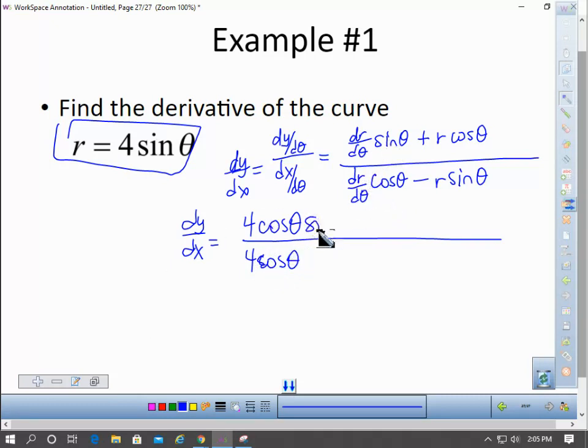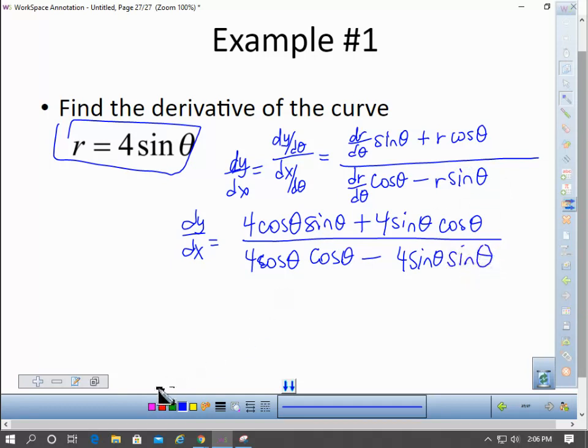So the top gets multiplied by sine theta plus, and then I actually put r in there. R is 4 sine times cosine. And on the bottom here, I've got dr d theta times cosine minus, put r in there. This is r. That should be a plus on top. And on the bottom, I'm going to minus r, which is 4 sine, and then multiply by sine.